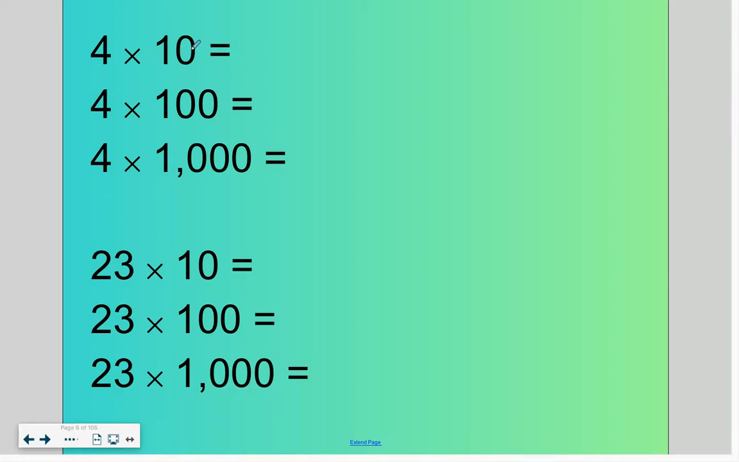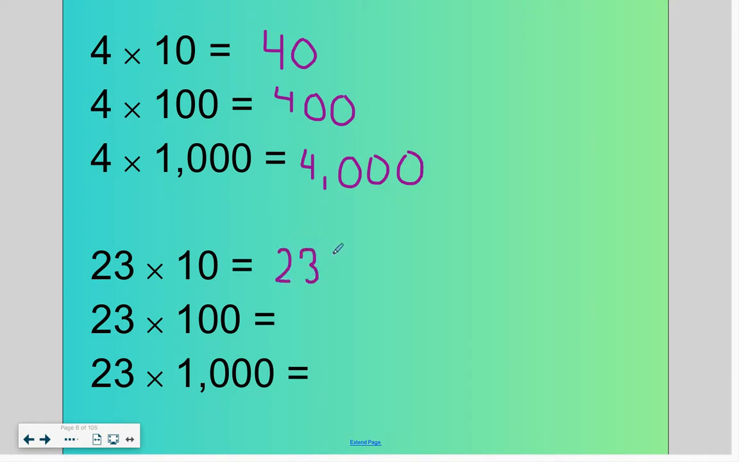If we have 4 times 10, our answer gets bigger. We end up with an answer of 40. Then we have 400. Then 4,000. 23 times 10 gave us a product of 230. Then we have 2,300. And then 23,000. And don't forget, we need to do number, comma.